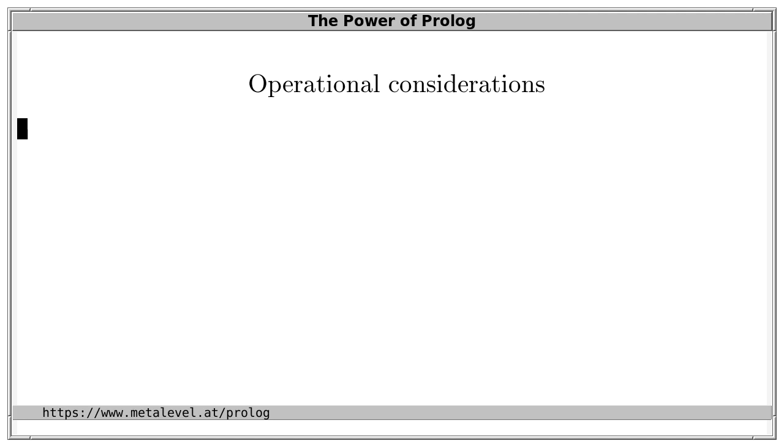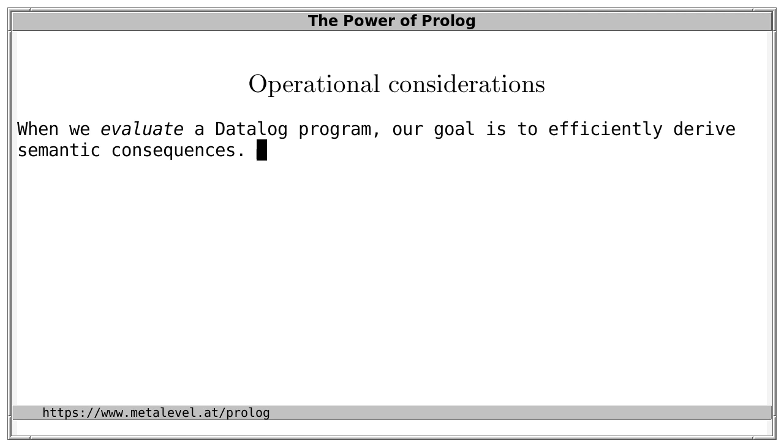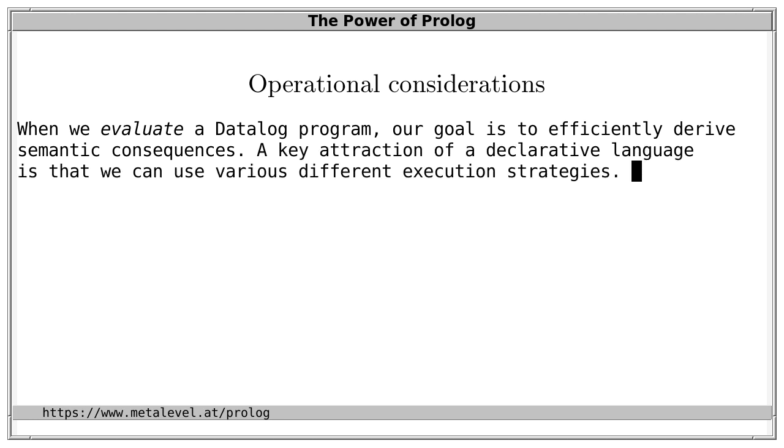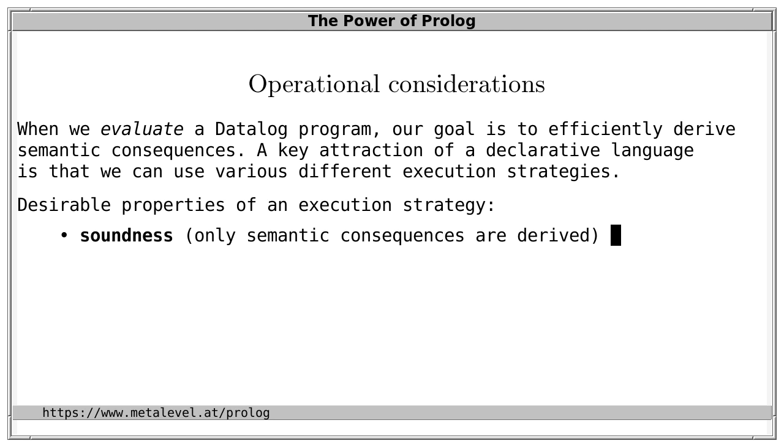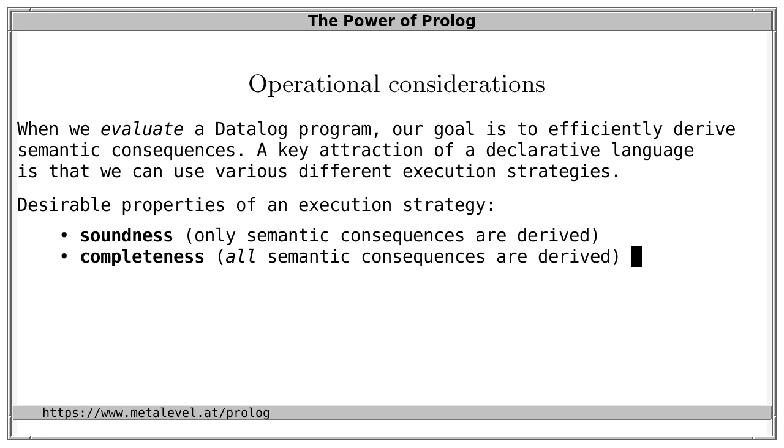And speaking about execution of Prolog and Datalog, what do we actually want from it? Well, our goal is of course to efficiently derive semantic consequences. And as just mentioned, a major attraction is that we can do this in different ways. As long as a few properties we care about are preserved, the execution strategy doesn't matter to us. And the most important property of an evaluation strategy is called soundness. This means that only semantic consequences are derived. So if it's derived, then it's a semantic consequence of the program. And the converse is called completeness. If it's a semantic consequence, then it's derived.